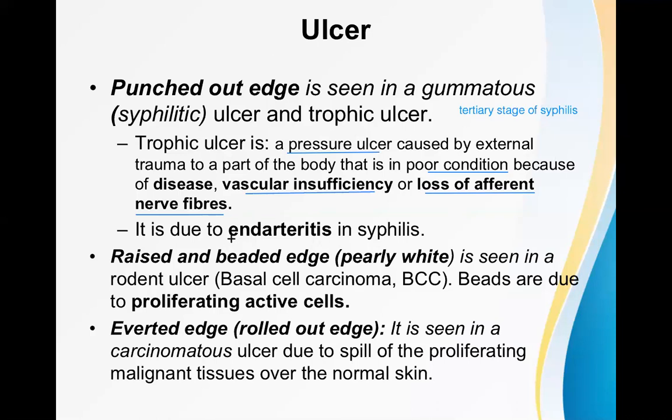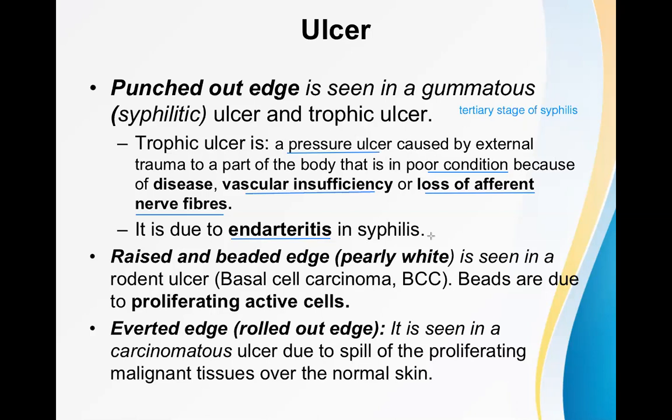Endarteritis. Now, what do you mean by that? Listen, pay attention here. Endarteritis means sometimes we have only one blood vessel which is supplying that particular area. And if that blood vessel is thrombosed or inflamed, there is no more blood circulation there. So that area will develop ischemia and necrosis. This particular phenomenon is called endarteritis.